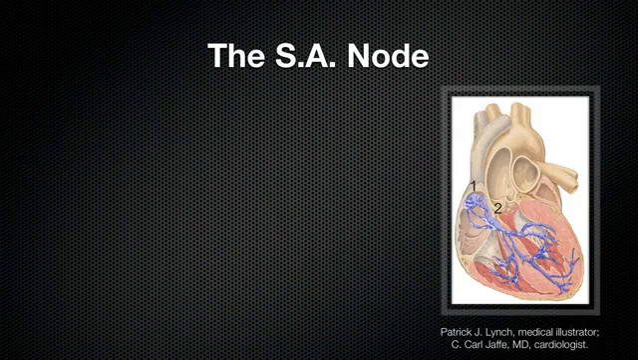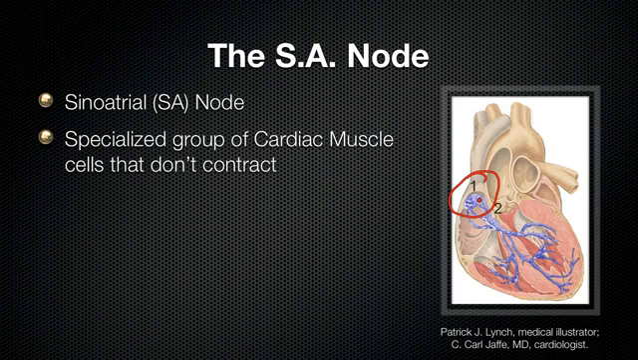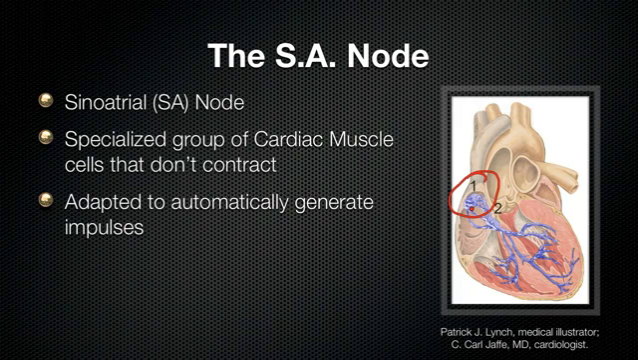Let's first talk about the SA node. The SA node stands for the sinoatrial node, and you can see it in this figure over here. It is number 1. That's this cluster of cells, and it is basically a specialized group of cardiac muscle cells that don't contract, which is kind of strange. It's muscle cells, and they don't actually contract. But what's special about these cells is that they are adapted to automatically generate impulses. So it can automatically cause signals that can spread throughout the heart, causing the heart to beat.